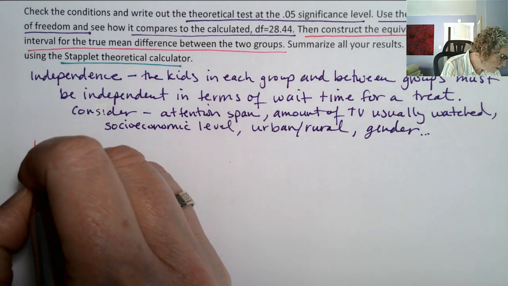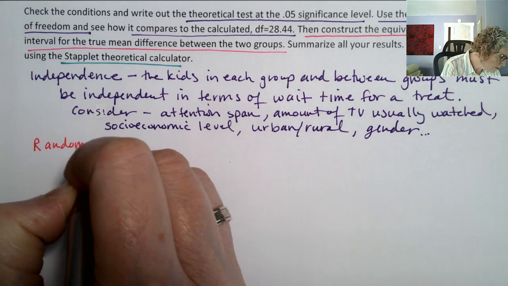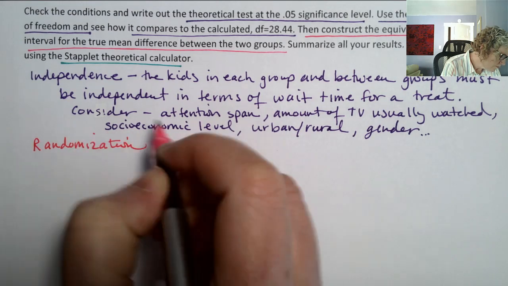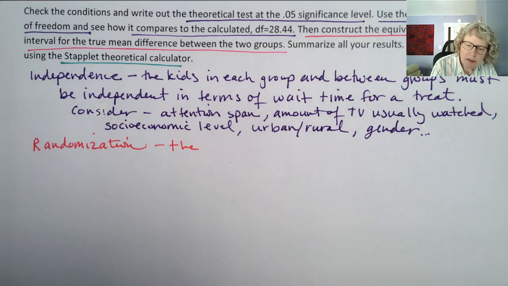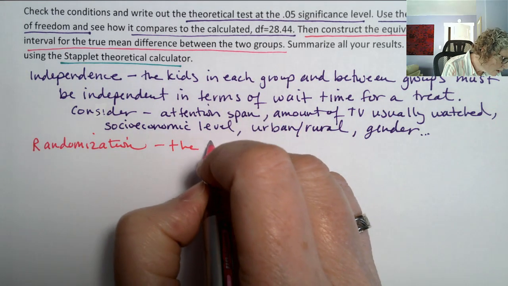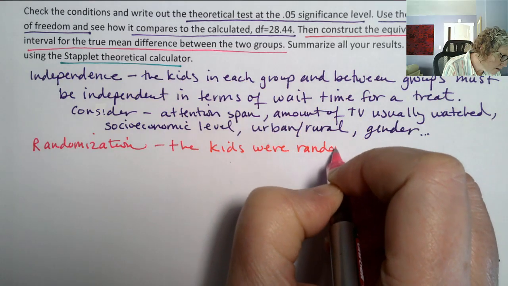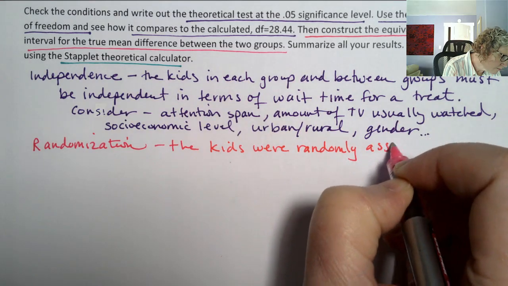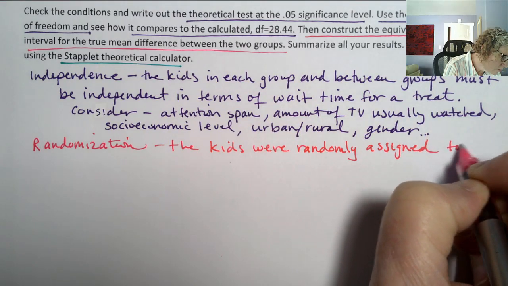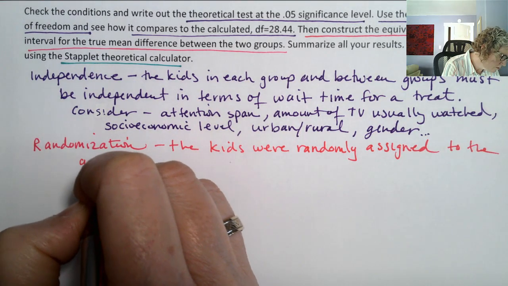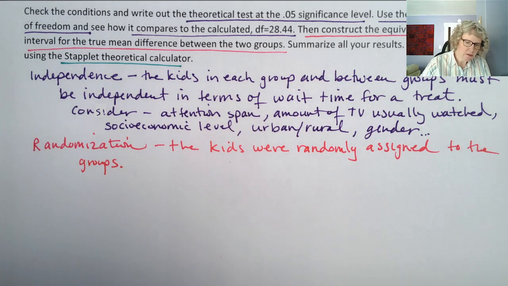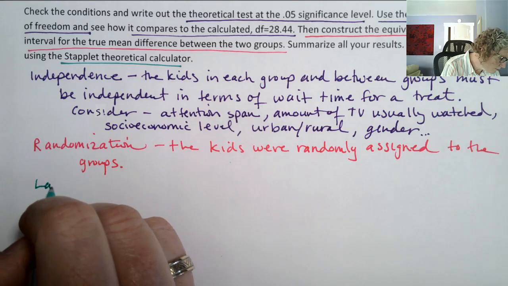Independence, randomization. Okay, the kids, and it probably says if they were randomly assigned, but they do need to be, yes, it says 60 kids were randomly assigned to one of the 3 groups, and we're just doing 2 groups. So the kids were randomly assigned to the groups. Okay, so that's great.